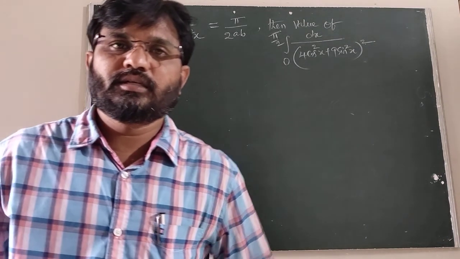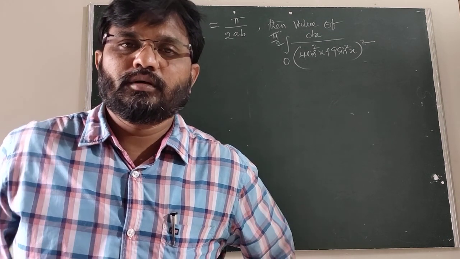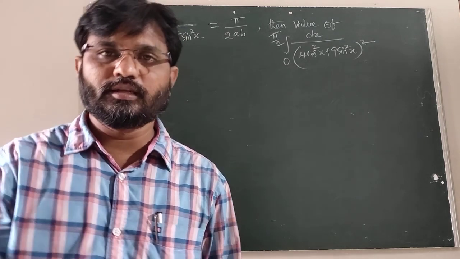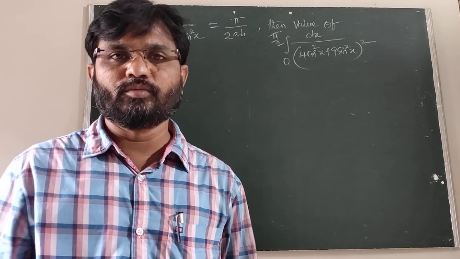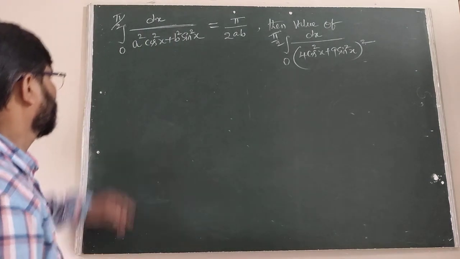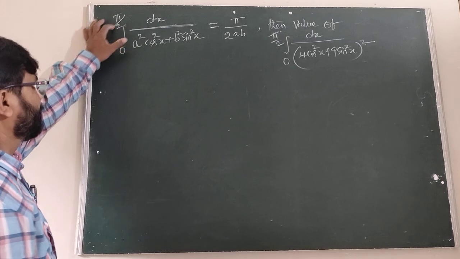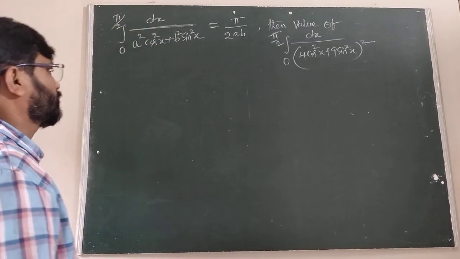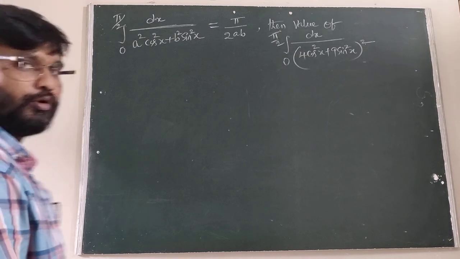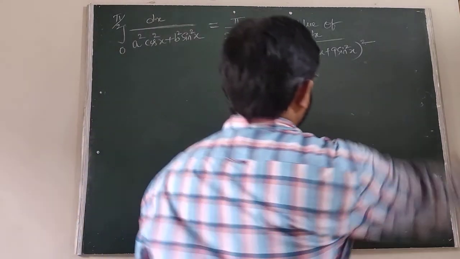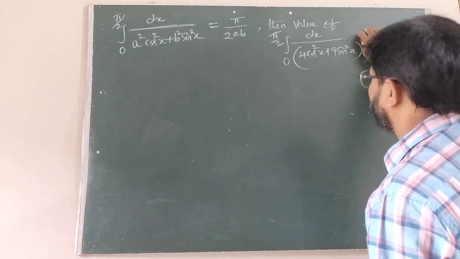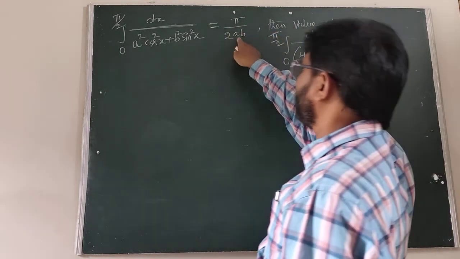Good morning, students. Today we are going to discuss some models, JEE Advanced models. The first one is the integral from 0 to pi by 2 of dx by (a square cos square x plus b square sin square x), which equals pi by 2ab. Suppose the whole square is not there, then the value of this one is directly pi by 2ab.